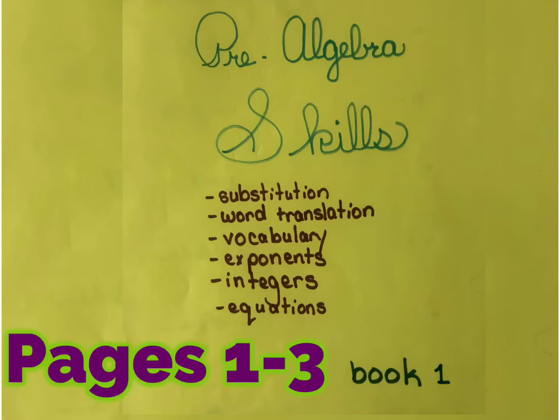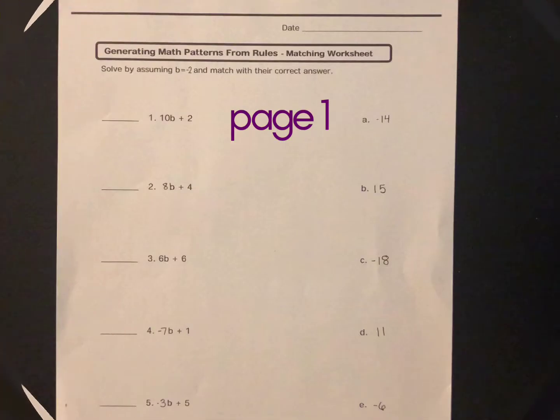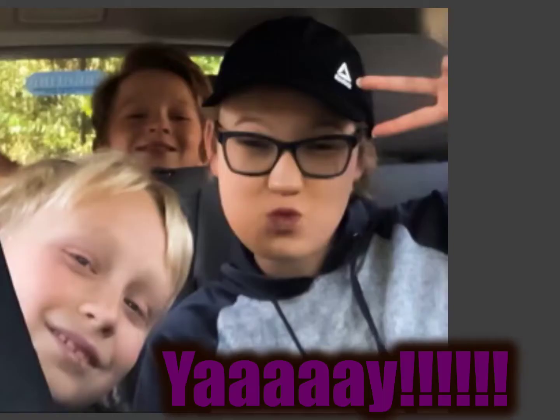Welcome to another lesson. Find your pre-algebra skills book. It should be yellow. Open it up. We're going to work on pages 1 through 3 together. As usual, we'll do a few samples and the rest is on your own. Let's begin.